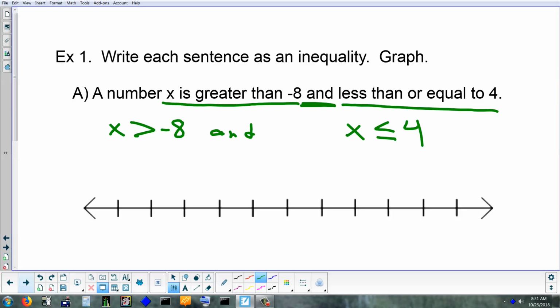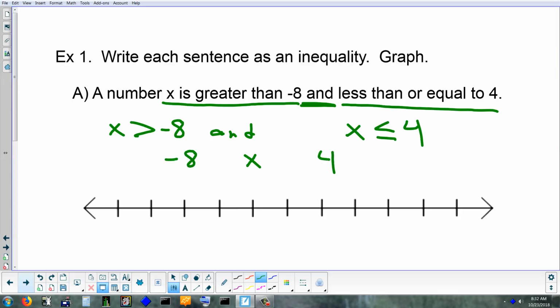Step 1 to combine it. Do we subtract 4 from both sides? No, there's no arithmetic when you combine it. No adding, subtracting, multiplying, or dividing. Step 1 is put the variable in the middle. Yep. Step 2. The lesser number on the left, and the greater one on the right.